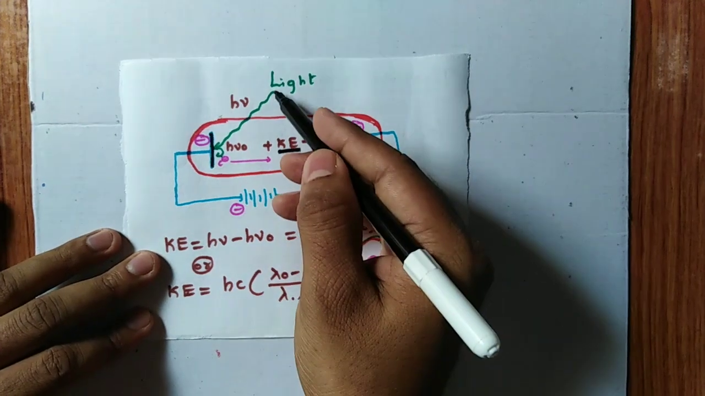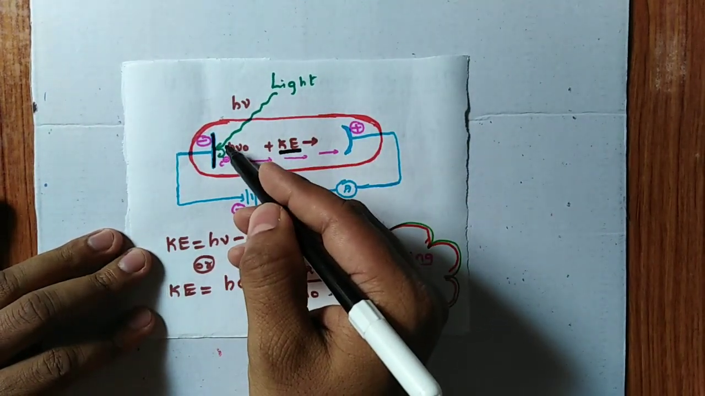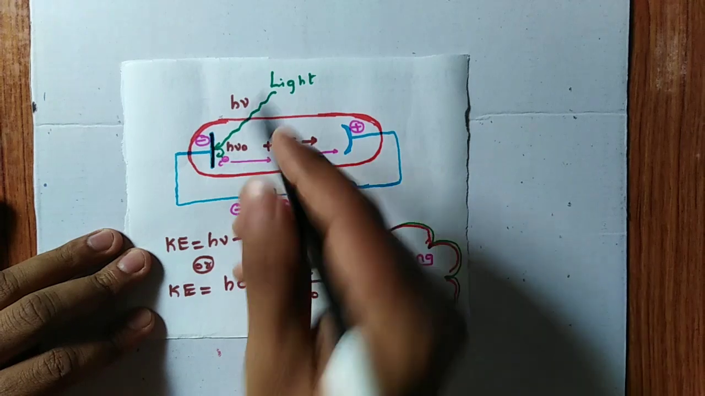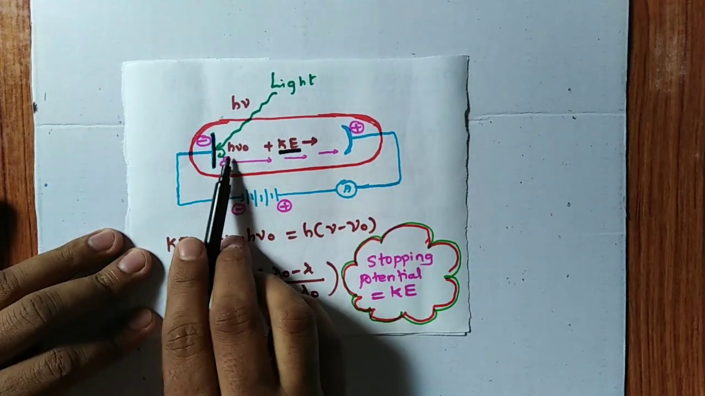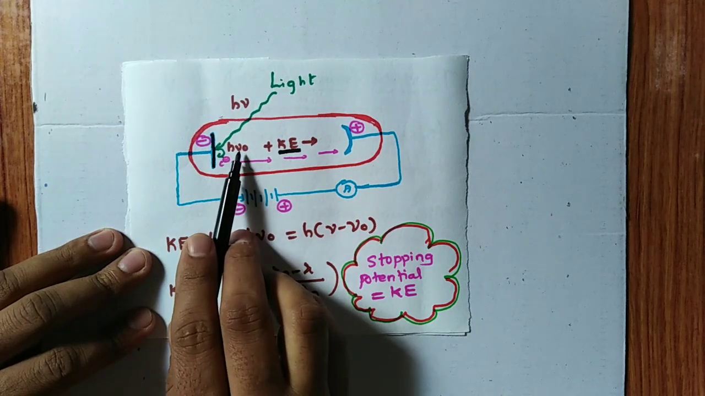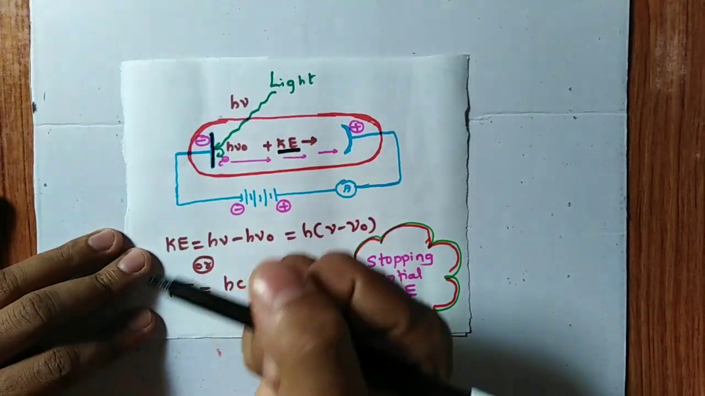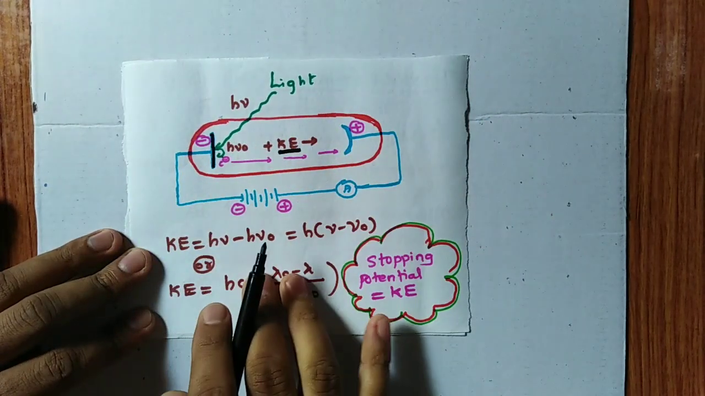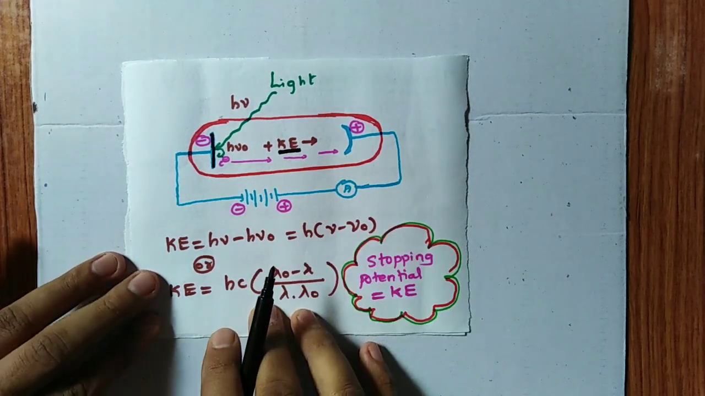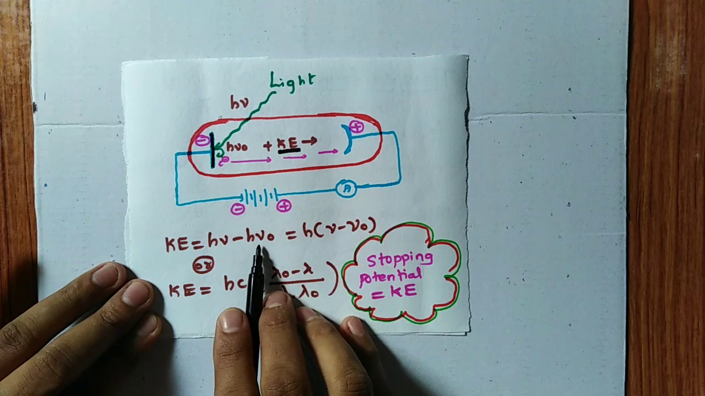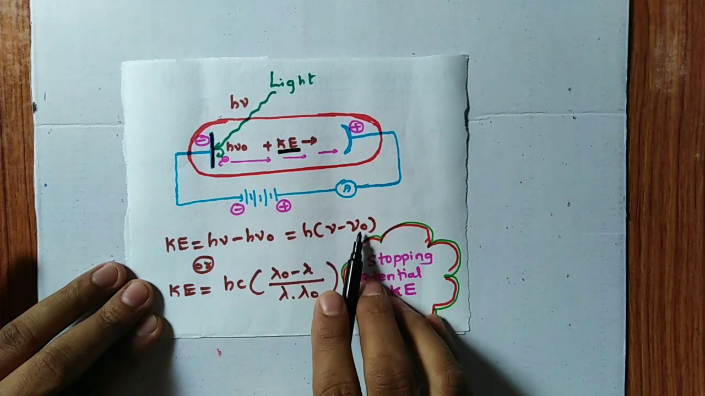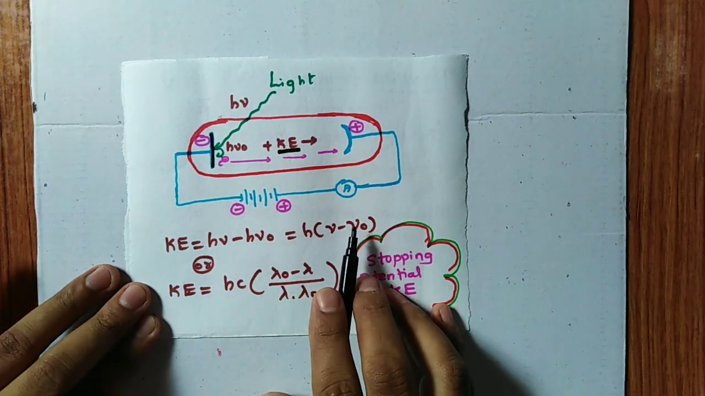The incident radiation will have a particular energy, and that energy should be more than the threshold energy. Only then do electrons get some kinetic energy and move towards the anode. Then the expression is kinetic energy is equal to h nu minus h nu naught. Very important formula. If I take h out, it is h(nu minus nu naught). h is Planck's constant. Remember that.